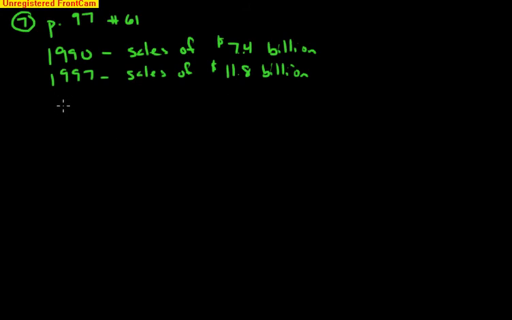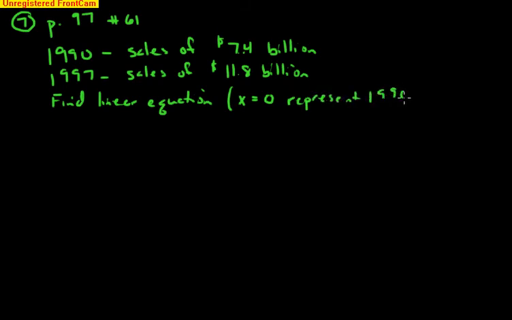So the question is, find a linear model or find a linear equation that represents this. And we're going to let x equals 0 represent 1990. And then I want you to predict the sales in 2012. Okay, so here's the problem. From the two lines of work here, we should be able to come up with the points.